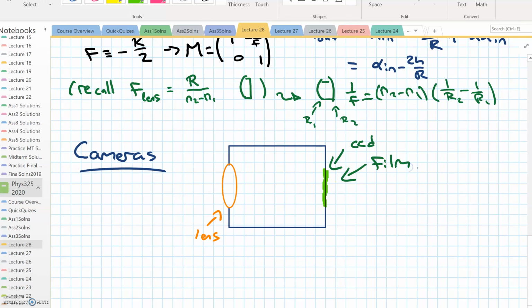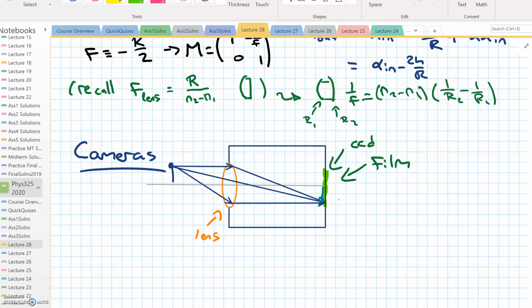Both of these things effectively record the amount of intensity of light that strikes it, and we're basically just making an image exactly like we did before. So each point on the object space is going to be mapped to a point in image space, and that's just going to get recorded on the film.